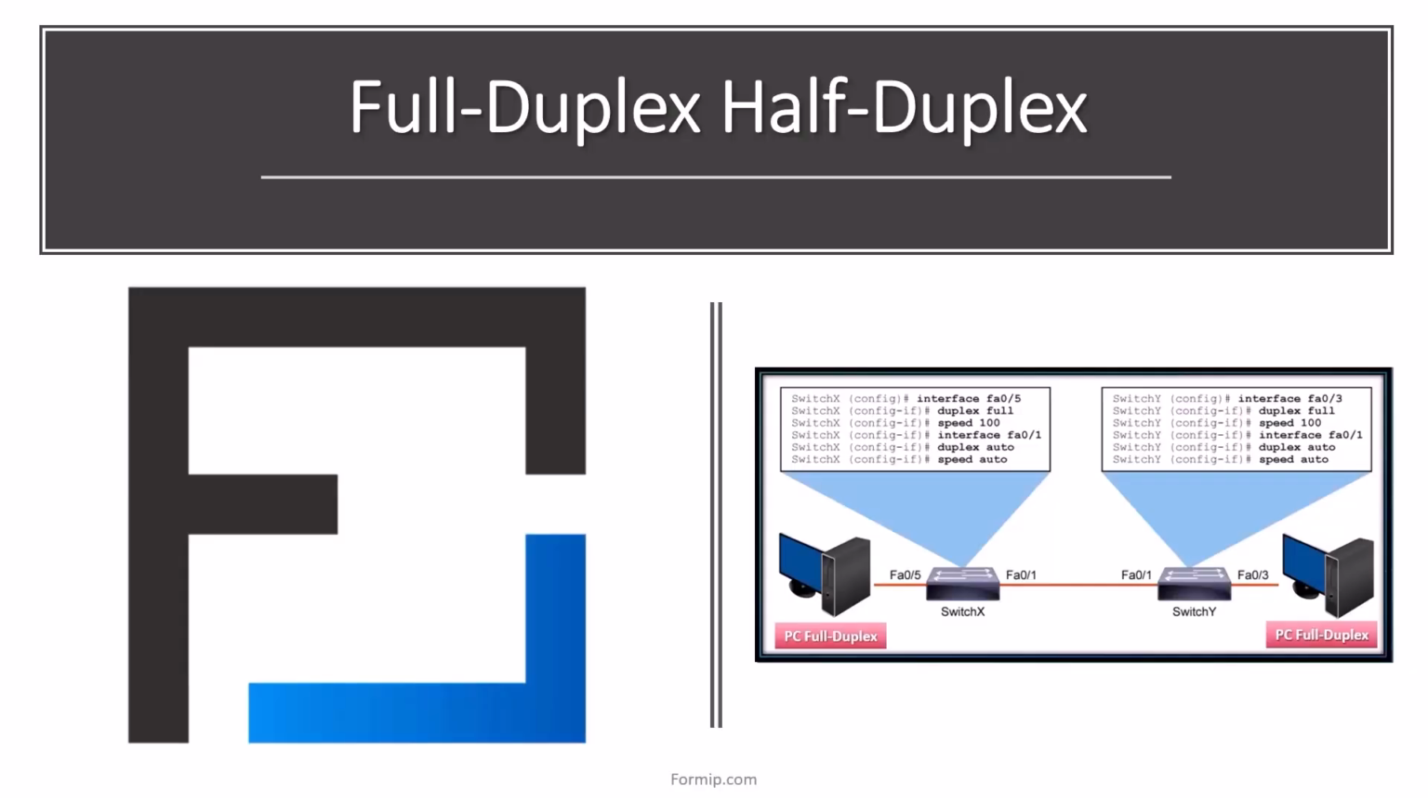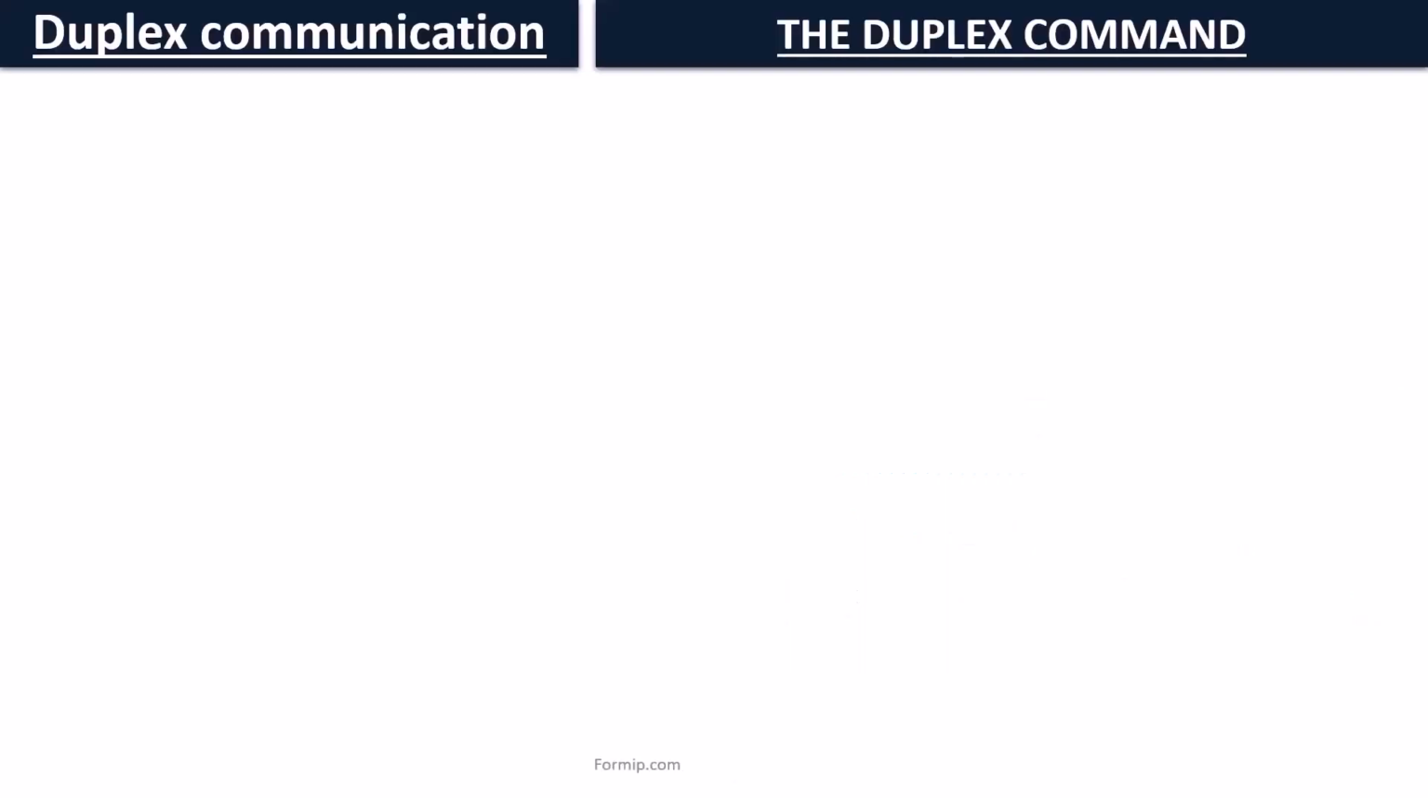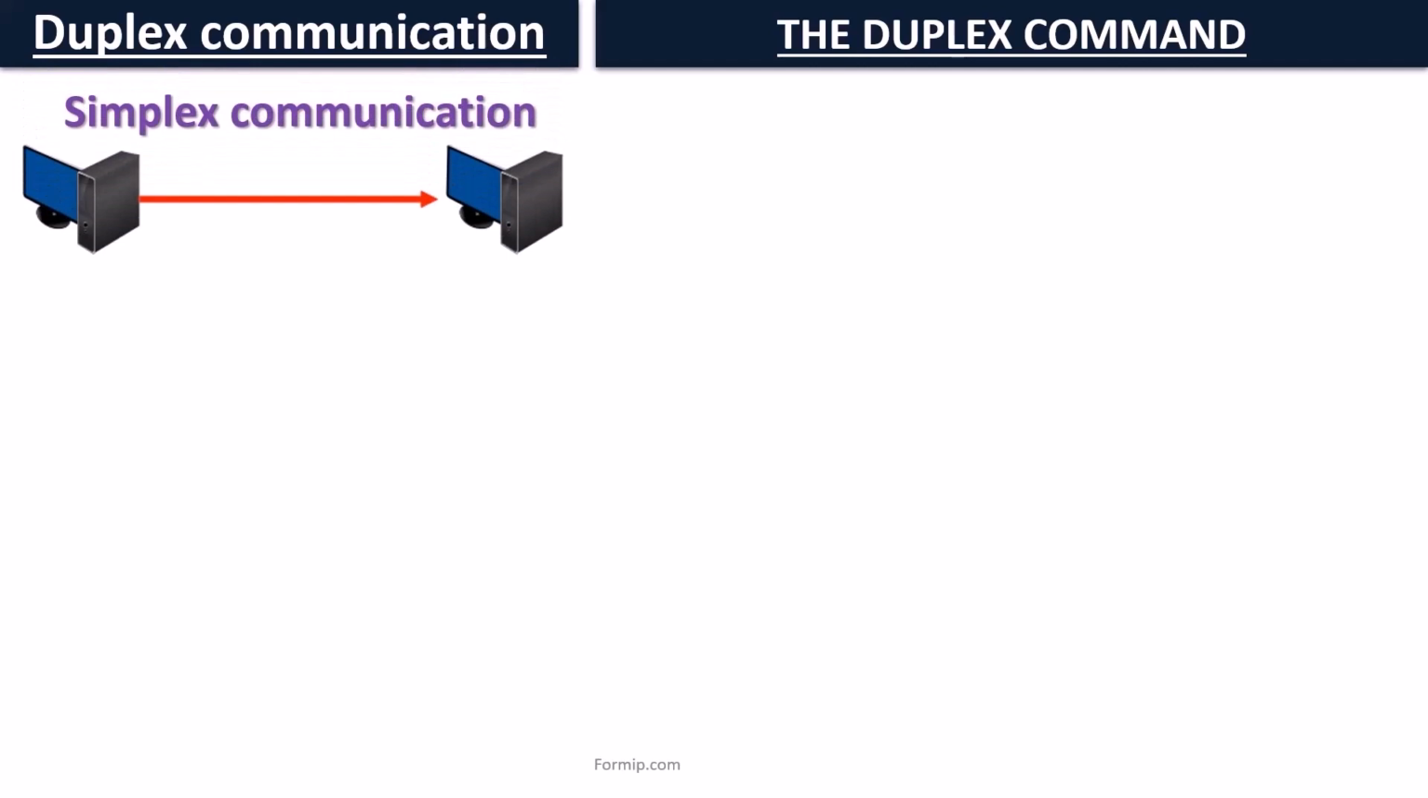In this course, we will see in detail the different types of duplex communication. The term duplex is used to describe a communication channel that can carry signals in both directions, unlike a simplex channel, which carries a signal only in one direction. There are two types of duplexes that are used for communications on an Ethernet network: the half-duplex and the full-duplex.